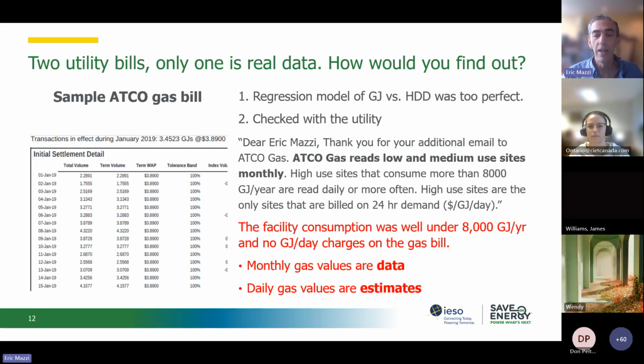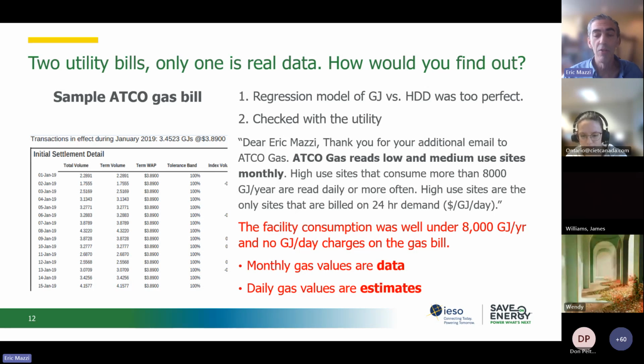low and medium use sites on a monthly basis. But these are daily data. These are January 1st, 2nd, 3rd, right? Notice these are daily numbers. Well, you cannot get daily numbers if the meter is only read on a monthly basis. And what the utility would do, if it's a higher consumption account of 8,000 gigajoules per year, they would read it on a daily basis because they need that for a demand charge.